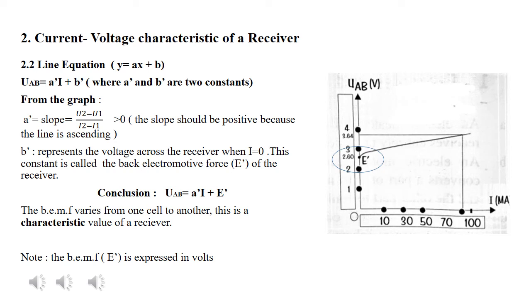On the graph, how do we calculate the slope? By using this formula, U2 minus U1 divided by I2 minus I1. The slope should be greater than 0 because the line is ascending.